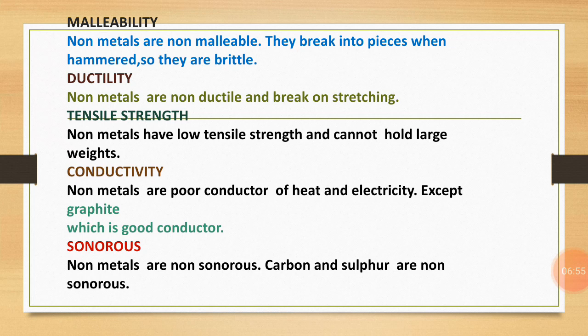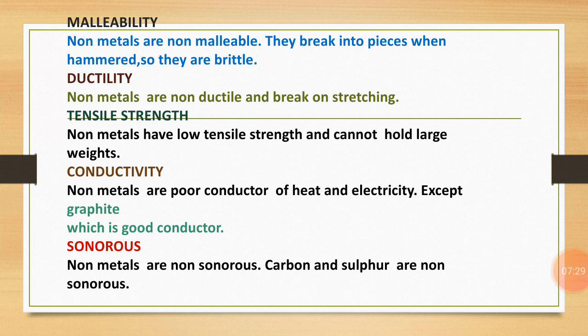Next is about conductivity. Yesterday I told you that metals are good conductors of heat and electricity, meaning they allow heat and electricity to pass through them. I gave you examples of the best conductors of electricity: copper, gold, silver, aluminum, tungsten, in which silver is the best conductor. But what about non-metals? Non-metals are generally bad conductors, or poor conductors, of heat and electricity, meaning they do not allow heat and electricity to pass through them.